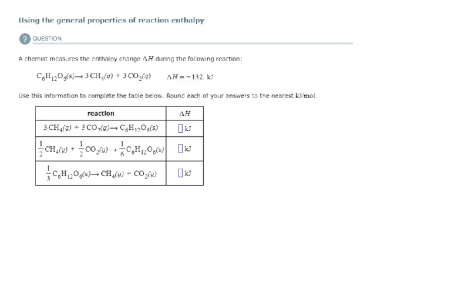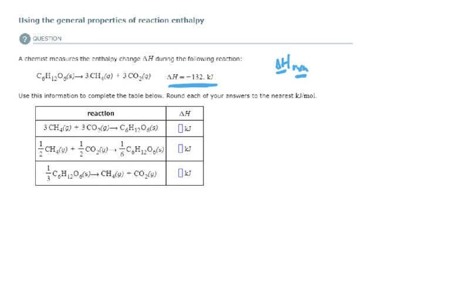Alright, so let's talk about this topic using the general properties of reaction enthalpy. Now when you look at this problem, you see this value right here. This is what we call the reaction enthalpy. Sometimes you see it written like this, where this is the enthalpy change for this particular reaction.